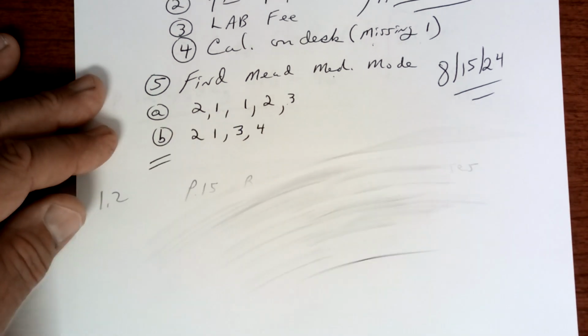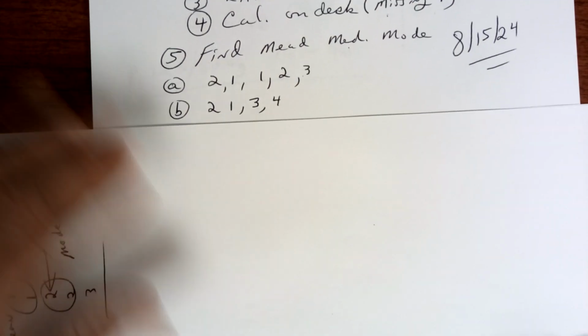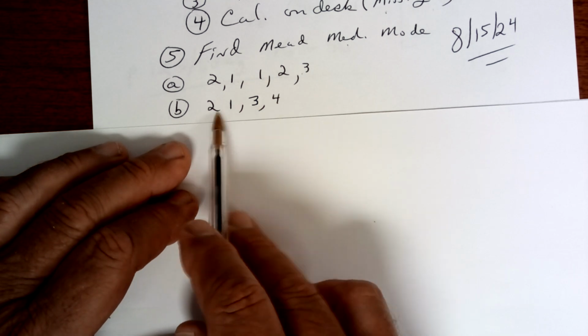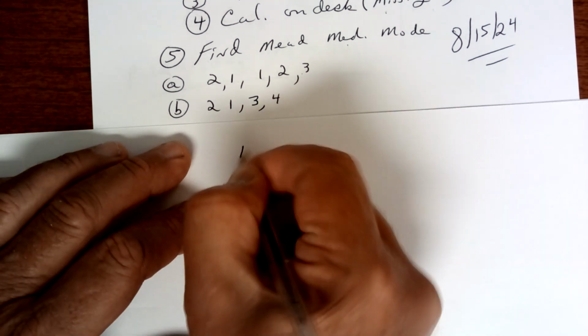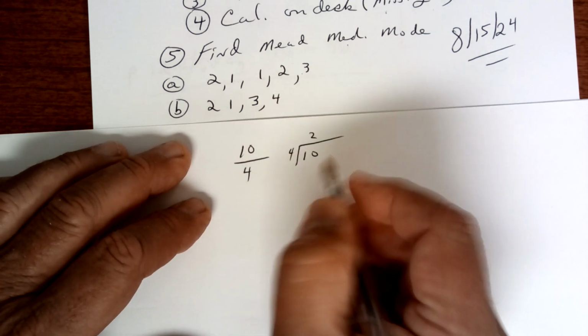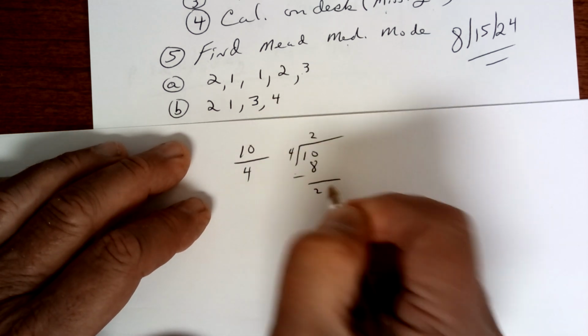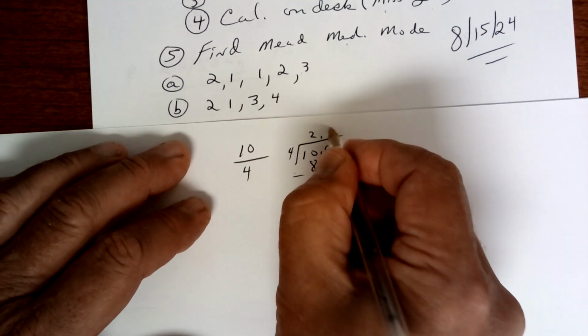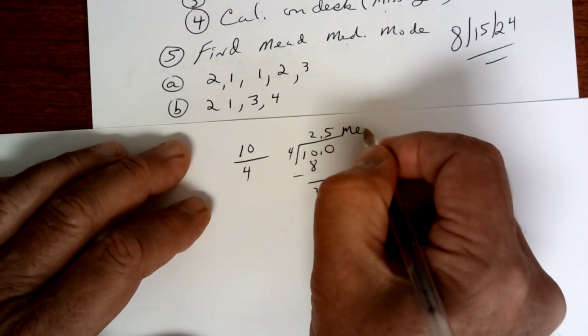Okay, watch the next one. This one, you're going to add them up. That's 7 plus 3 more. That makes 10. So it's 10 divided by 4. 4 goes into 10 twice, with 2 left over, add a decimal, add a 0, and that's 2.5. So your mean is 2.5.